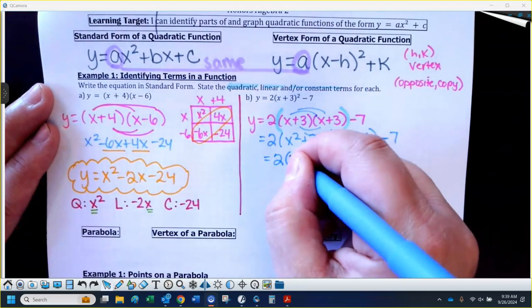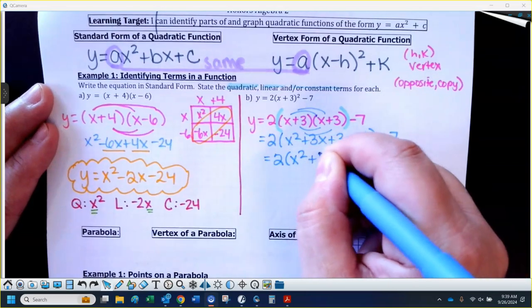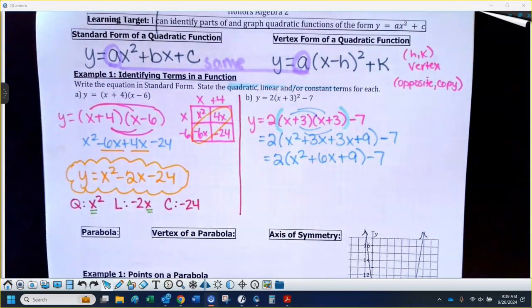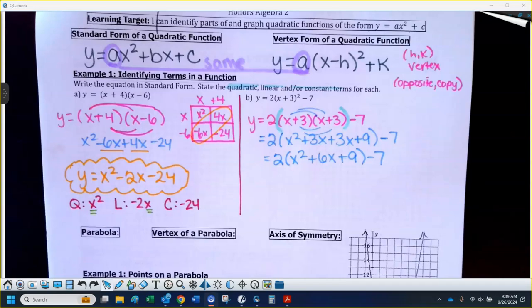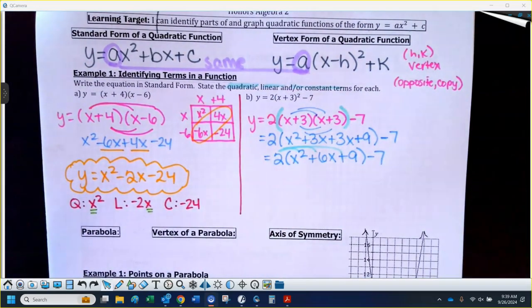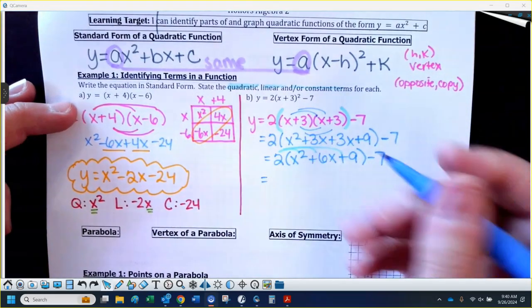I'm going to combine my like terms real quick. The 3x and 3x will add up to 6x there in the middle. And I just want to do that before I try to distribute the 2. Once you do that, the 2 only gets distributed to what's inside those little set of parentheses. And then at the very end, I'm going to subtract that negative 7.